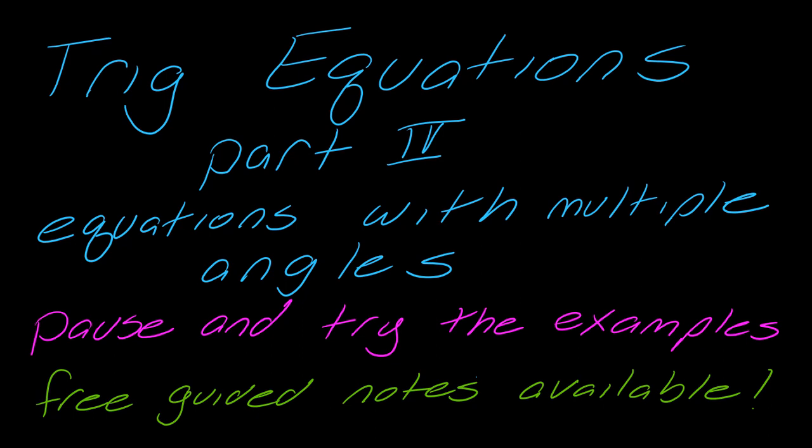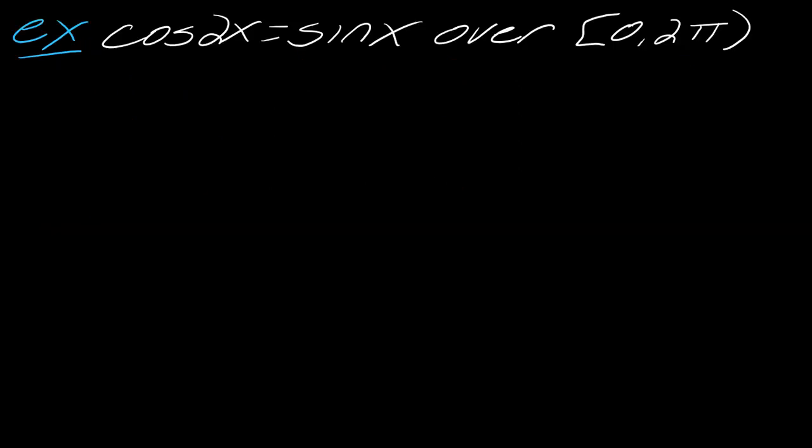Okay, so this is my last video on trig equations. We're going to be looking at equations with multiple angles, and I'm going to start with an example. Cosine of 2x equals sine x. So how would you know that this is multiple angles?